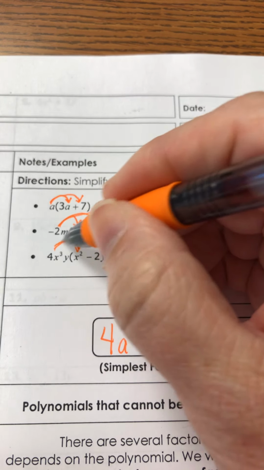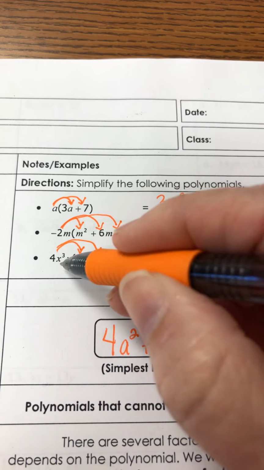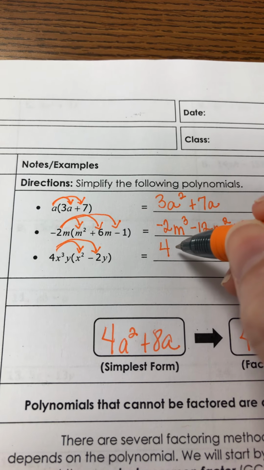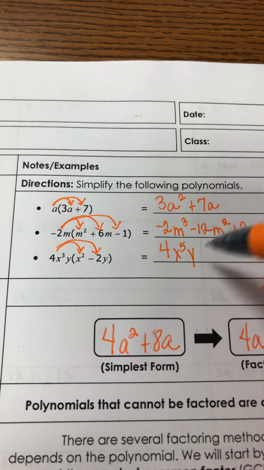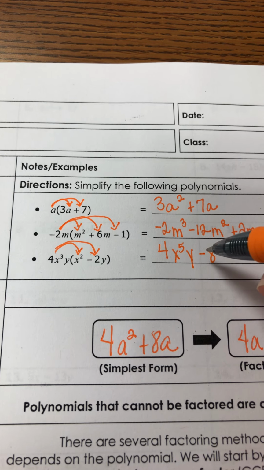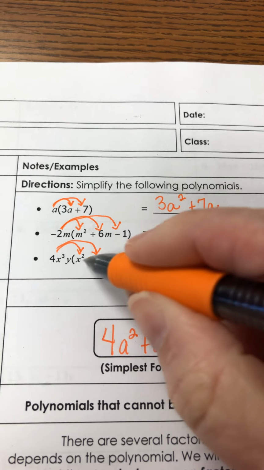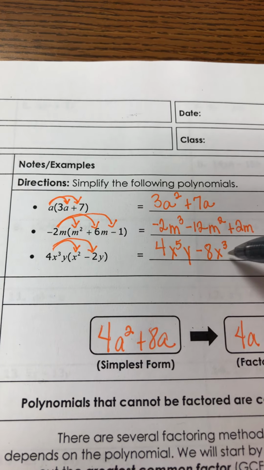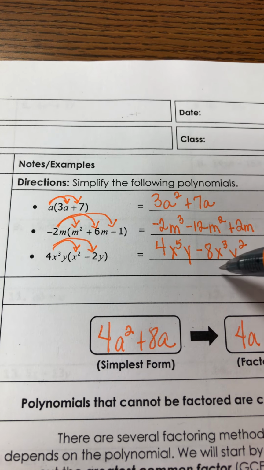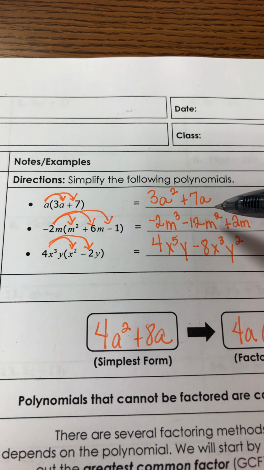Let's multiply the third one. 4 times 1 is 4. We have x to the third times x to the second. When you multiply with the same base, add your exponents. 3 plus 2 is 5. And then we've got that y we're just going to stick on the end. 4 times negative 2 is negative 8. We have x to the third. We don't have another x, so we'll put that on there. Then we have y times y. Add your exponents. So we get 4x to the fifth y minus 8x to the third y squared. And these polynomials are now in simplest form and multiplied out.